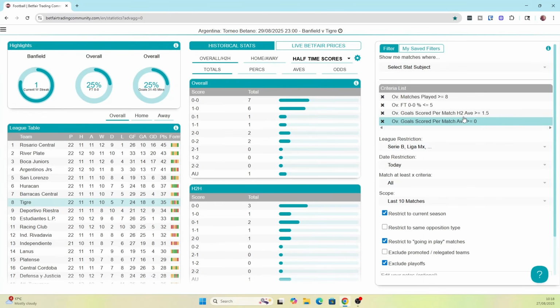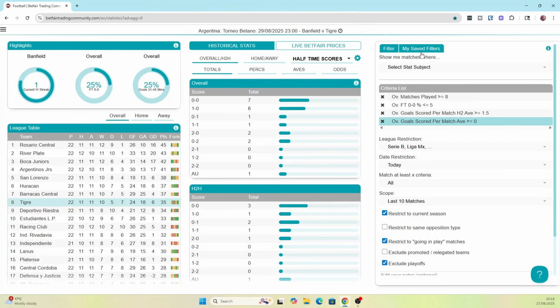So if we click edit filter, you can see this one has overall matches played greater than or equal to 8. And then overall full time, FT means full time, 0-0, which means 0-0 at full time, percentage lower than or equal to 5%. And then overall goals scored per match, second half average, so that means in the second half, greater than or equal to 1.5. And overall goals scored per match, average, greater than or equal to 0.